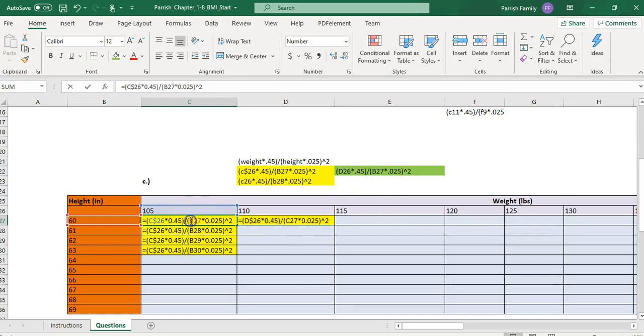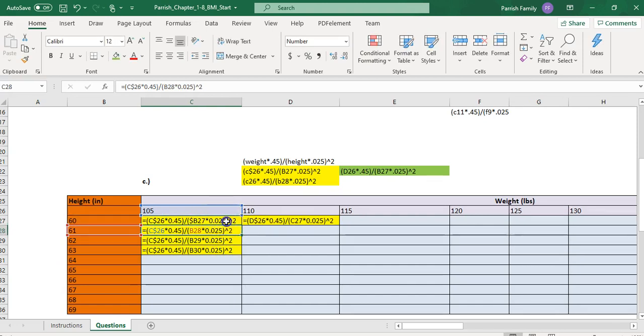So I want to put a $ sign in front of the B. And what happens now is that when I drag it, the B will not change. So look at it now. Now I've got D26, which is what I want, and I've got B27, which is what I want, and so I've got a good formula. So now I can drag this throughout the whole spreadsheet and get my formulas without having to type it repeatedly in the problem.